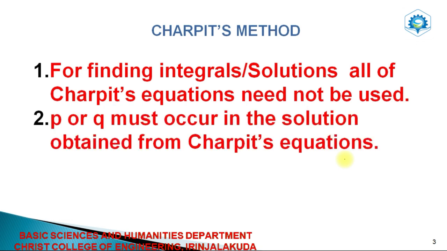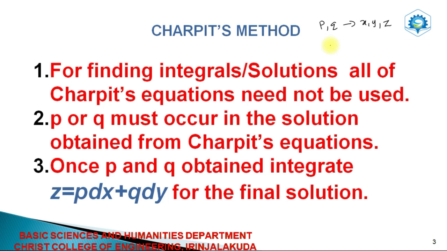Also, always our aim is to find p and q in terms of x, y, z. We are looking for p and q in terms of x, y, z. Once we obtain p and q, then we can substitute p and q in the equation dz equal to p dx plus q dy, and we can integrate that for the final solution. That is our simple idea.